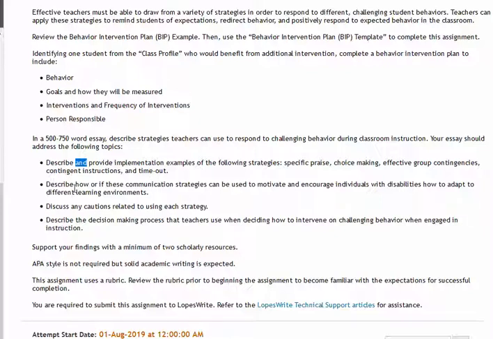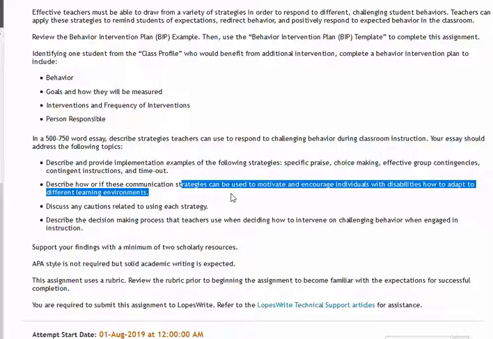Describe how or if these communication strategies can be used to motivate and encourage individuals with disabilities, how to adapt to different learning environments. So there's a lot going on in that sentence. Basically, you're going to concentrate on strategies that can motivate and encourage individuals with disabilities how to adapt to different learning environments. Because they're going to have different learning environments. They're going to be in the classroom. They're going to go to the bathroom, which is not a learning environment, but they're going to go to the classroom. They might go to art. They probably go to gym. Those are all different learning environments.